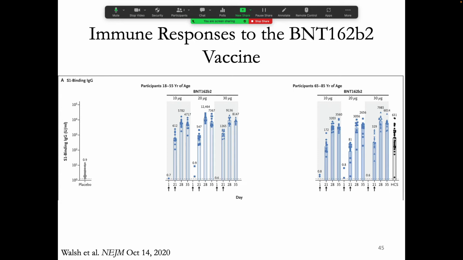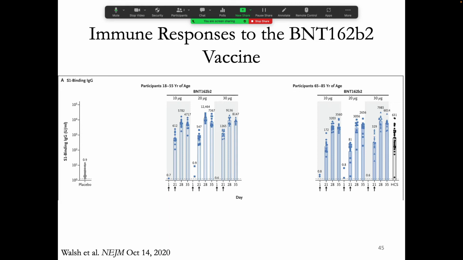These are people in the 18 to 55 age group and how much antibody they made with 3 different doses. The middle dose is actually the dose that was used in the end. And so you can see how much more antibody people made. Here you can see elderly individuals. Same thing with the 3 different doses. And here in black, you can see human convalescent serum. So those are what antibody levels were seen in people who actually had COVID.